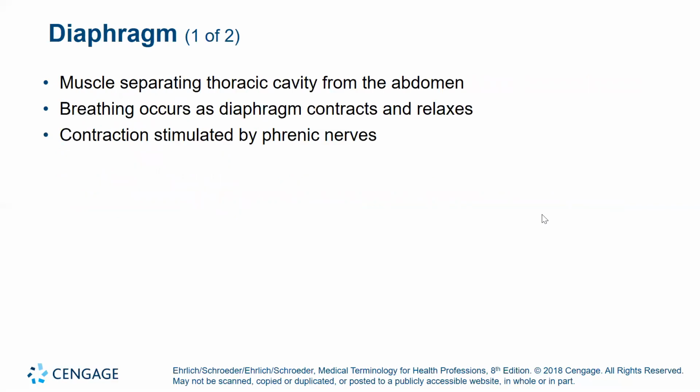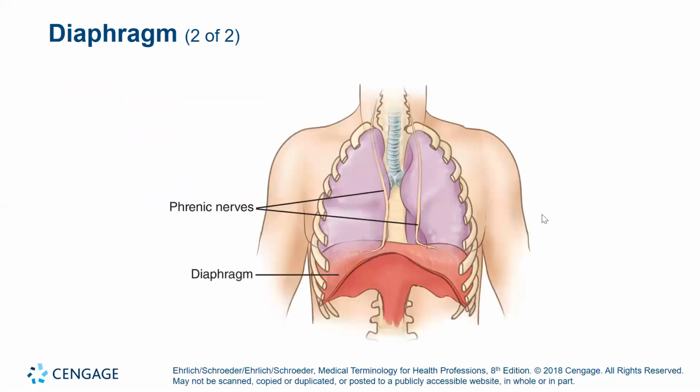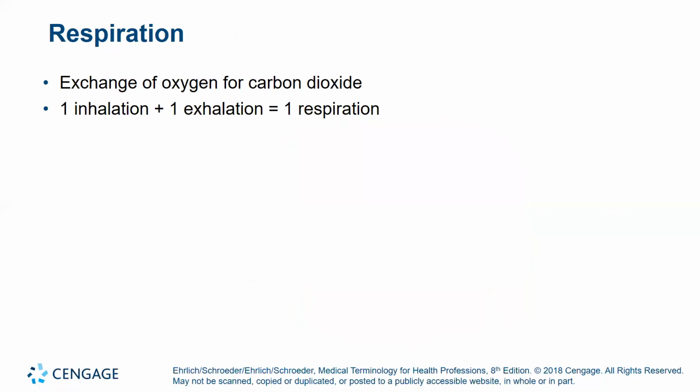The diaphragm is the muscle separating the thoracic cavity from the abdomen. Breathing occurs as the diaphragm contracts and relaxes. You can see here the diaphragm. Here are the phrenic nerves, this one and this one here. So the diaphragm is controlled by the phrenic nerves.